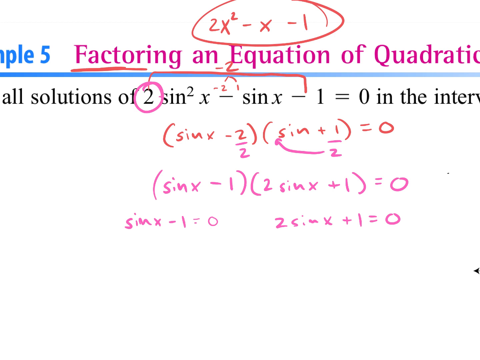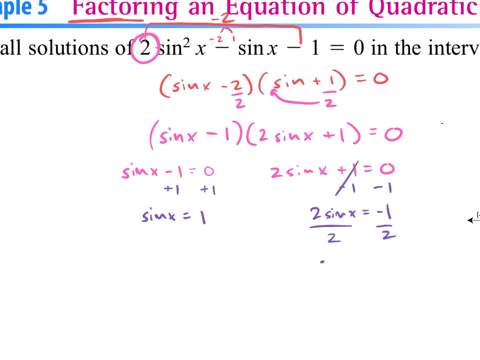And then we just solve them both individually. For the first one, what would I do? Add 1. So sine of x is equal to 1. I'm going to go ahead and solve the second one too, and then we can look for our values on the unit circle. So for the second one, what would I have to do? Subtract 1. So 2 sine is equal to -1. And then divide both sides by 2. So sine is equal to -1/2.